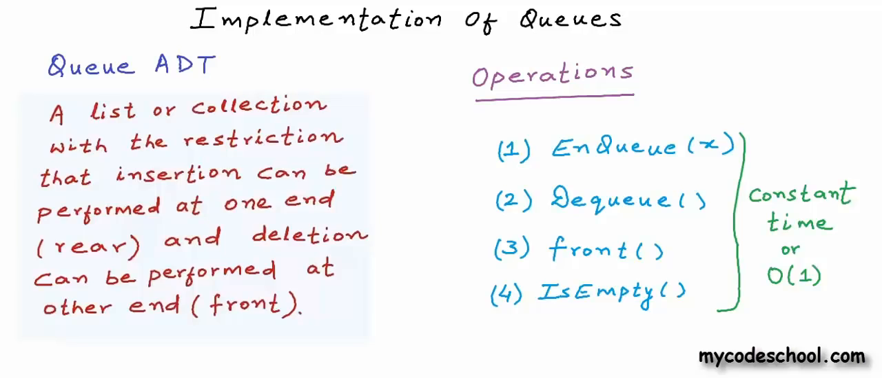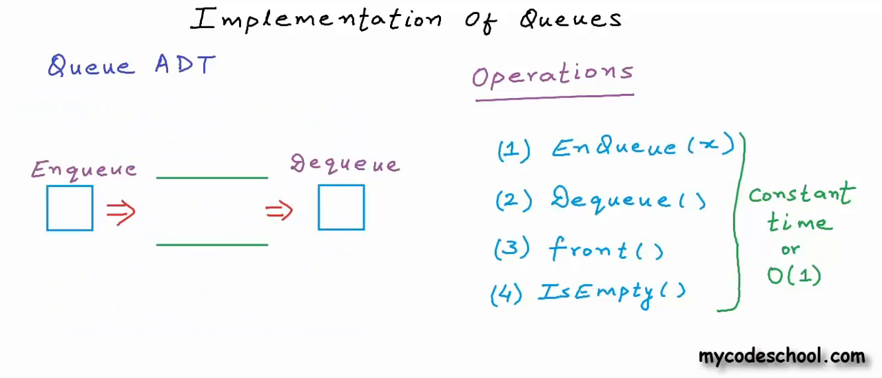I will do a quick recap of what we have discussed so far. A queue is a list or collection with this restriction, with this constraint that insertion can be performed at one end, that we call rear of queue or tail of queue, and deletion can be performed at other end, that we call the front of queue or the head of queue. An insertion in queue is called enqueue operation. A deletion is called dequeue operation.